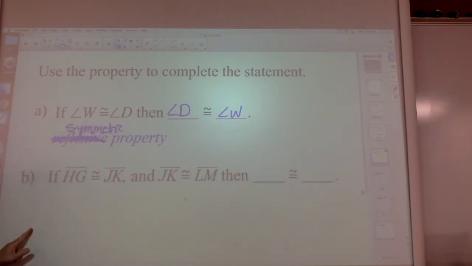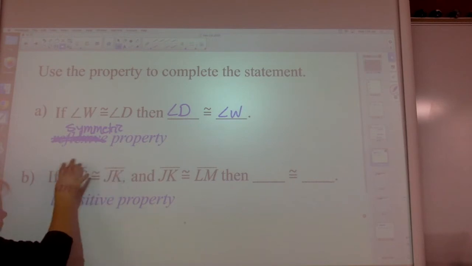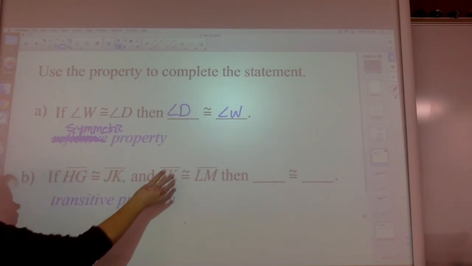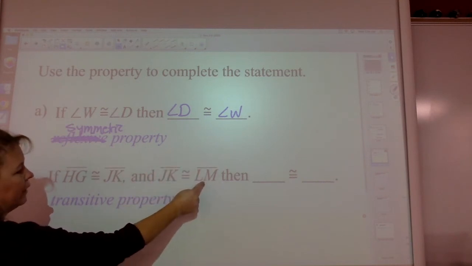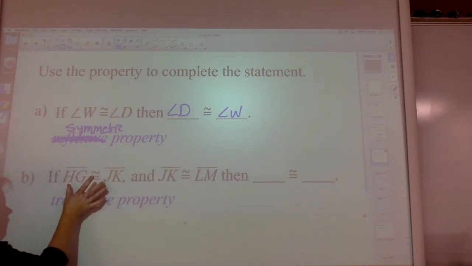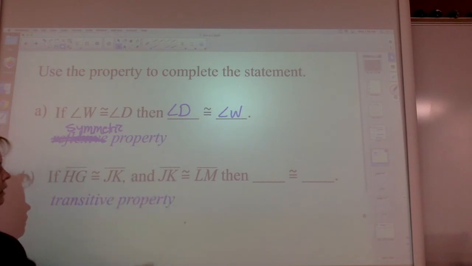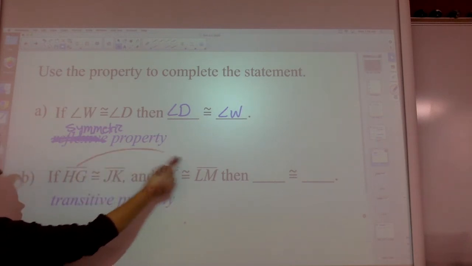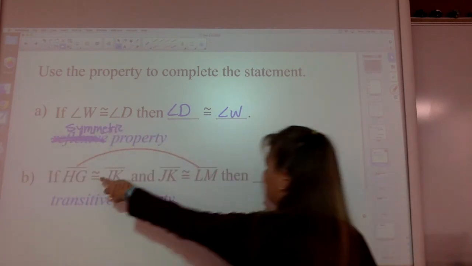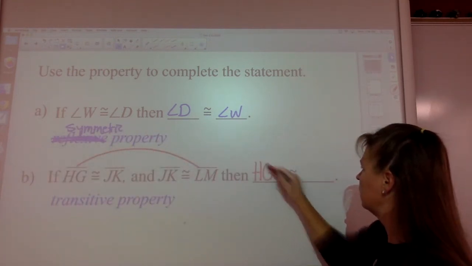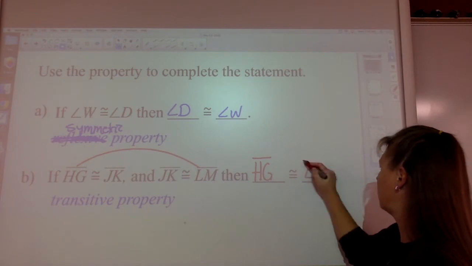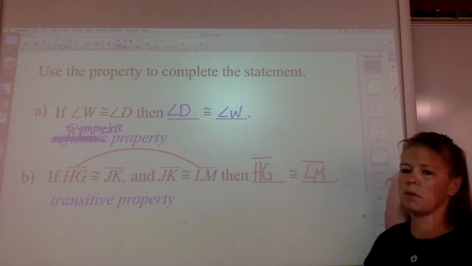Try this one. If segment HG is congruent to segment JK and segment JK is congruent to segment LM, then what's true using the transitive property? If this segment is congruent to this segment, which in turn is also congruent to the following segment, transitive property says, since they're both congruent to the same segment, then they must be congruent to each other. Keep it in order. Start with segment HG, finish with segment LM. You can't reverse those orders because that would be a combination of symmetric property.